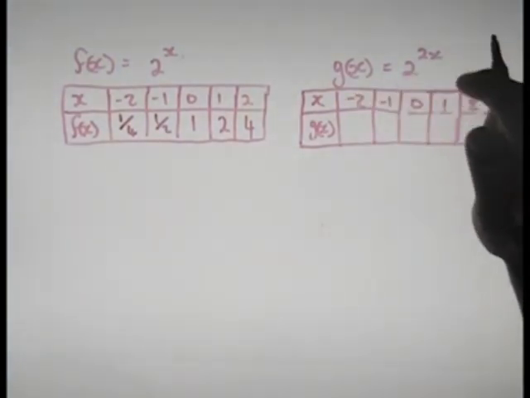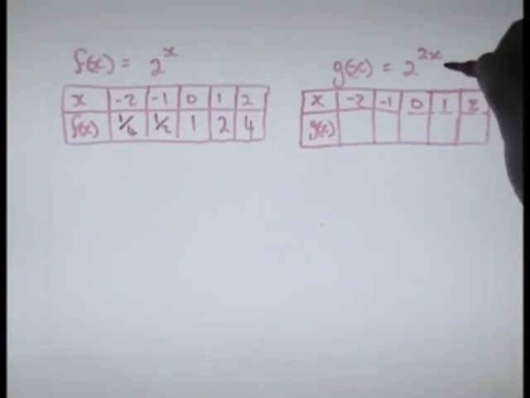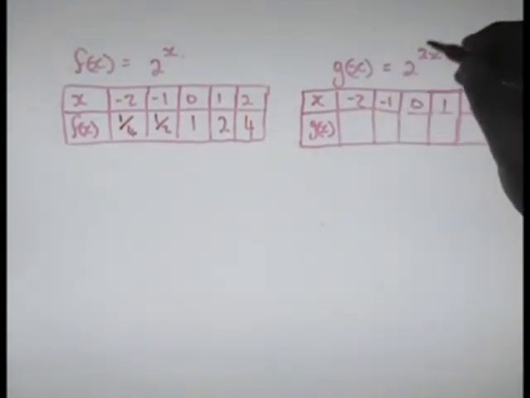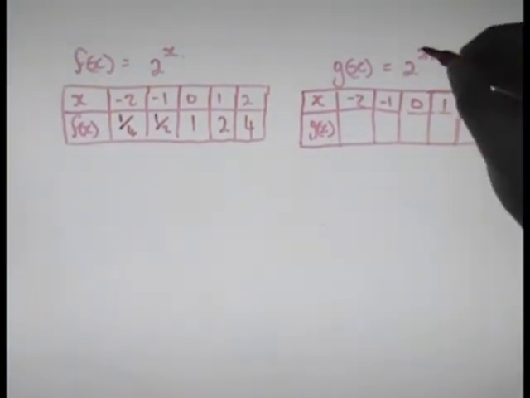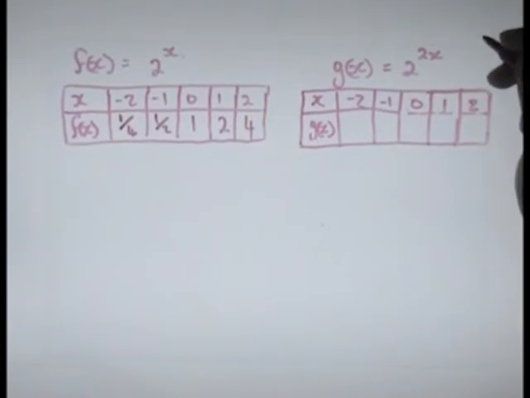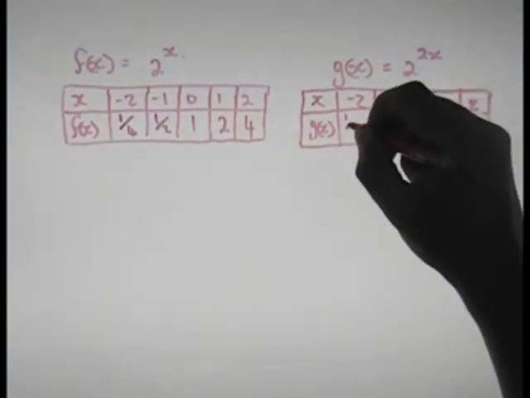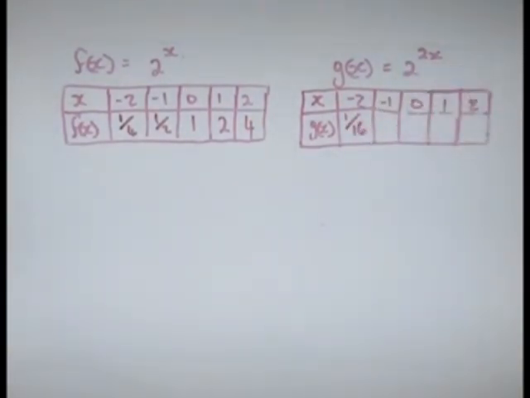With g of x, it's going to be slightly different. When x is equal to negative 2, y is going to equal 2 to the power 2 times negative 2. 2 times negative 2 is negative 4. So y is going to equal 1 over 16.